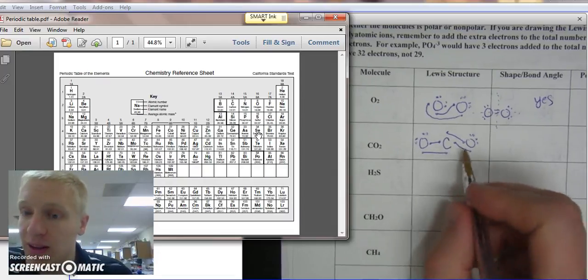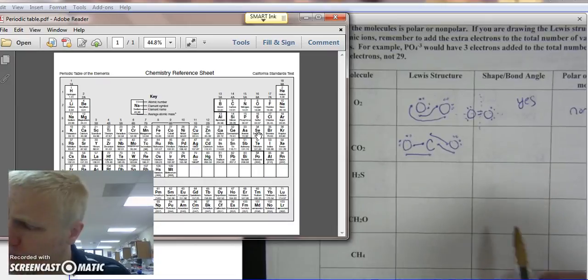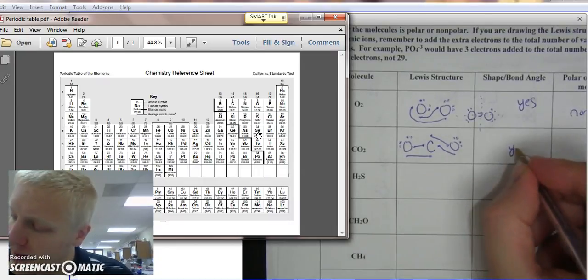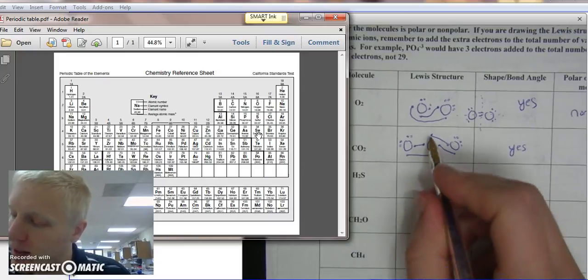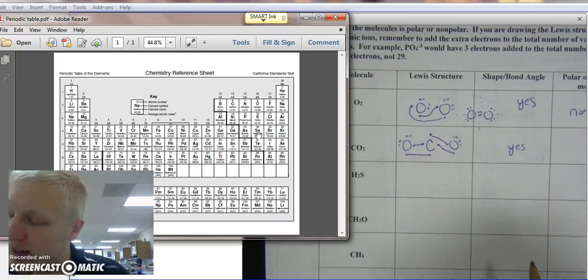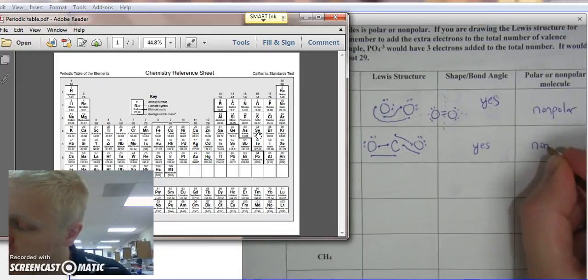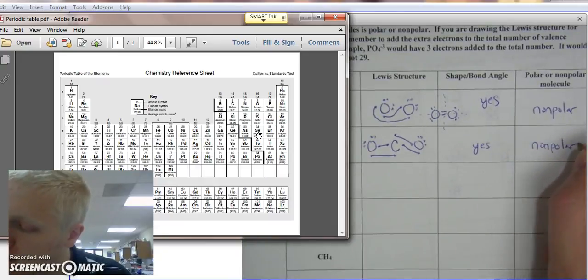So in looking at this, we got to ask ourselves, is it symmetrical? I would say yes, it certainly is symmetrical. If you cut in half both sides, it's going to equal the same thing. So this is non-polar.